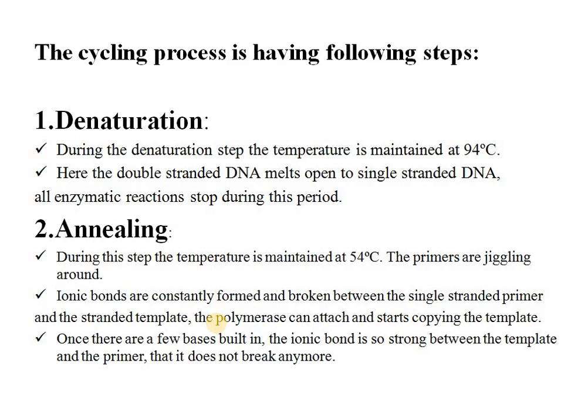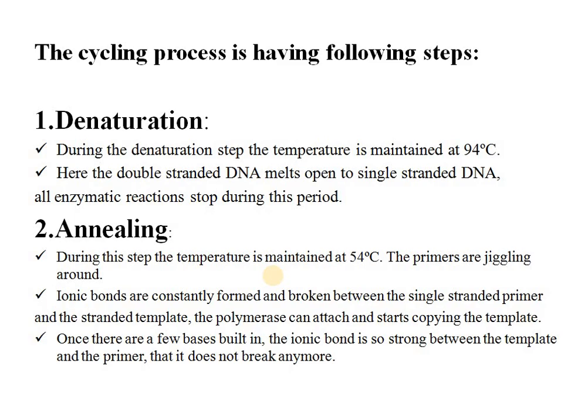Now the second step is annealing. Annealing means to join. So what to join? You have to join the primer, which is already present in your reaction mixture. We have already taken the reaction mixture, and in that there is a primer also. So you have to decrease the temperature to 54 or 55 degrees Celsius, from 95 degrees Celsius down to 55, so that whatever primer is present in the reaction mixture will bind to the single stranded DNA.